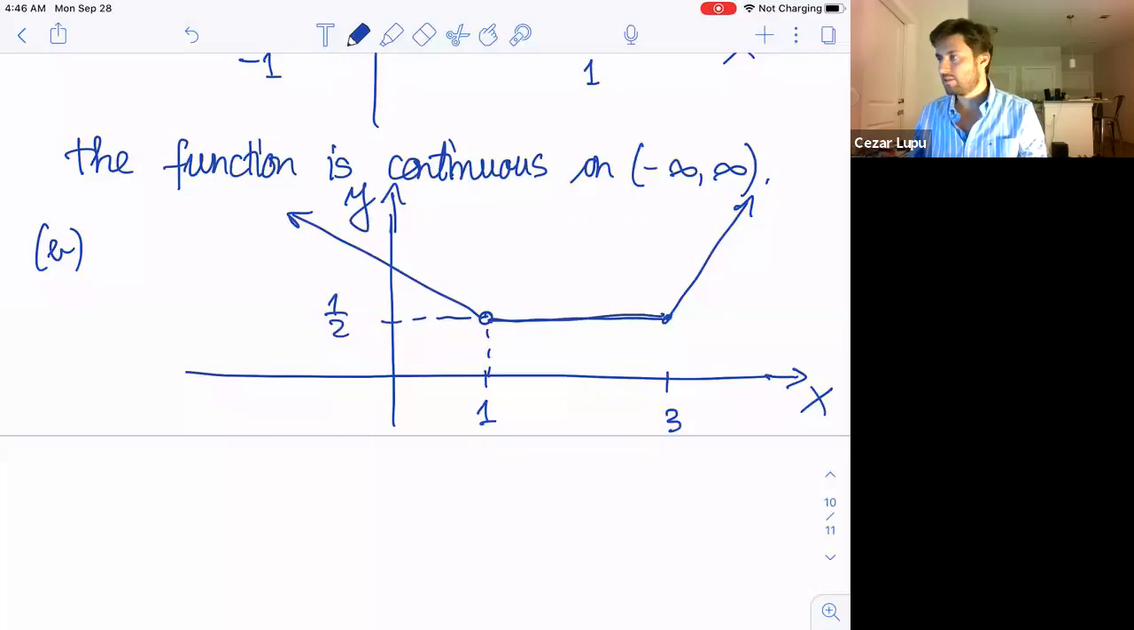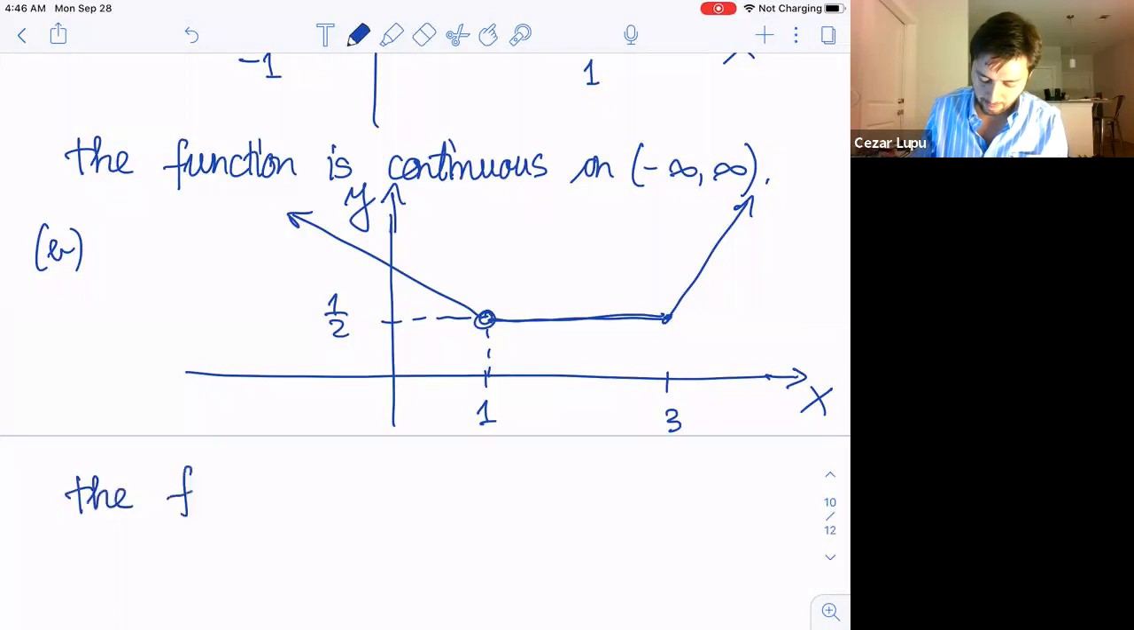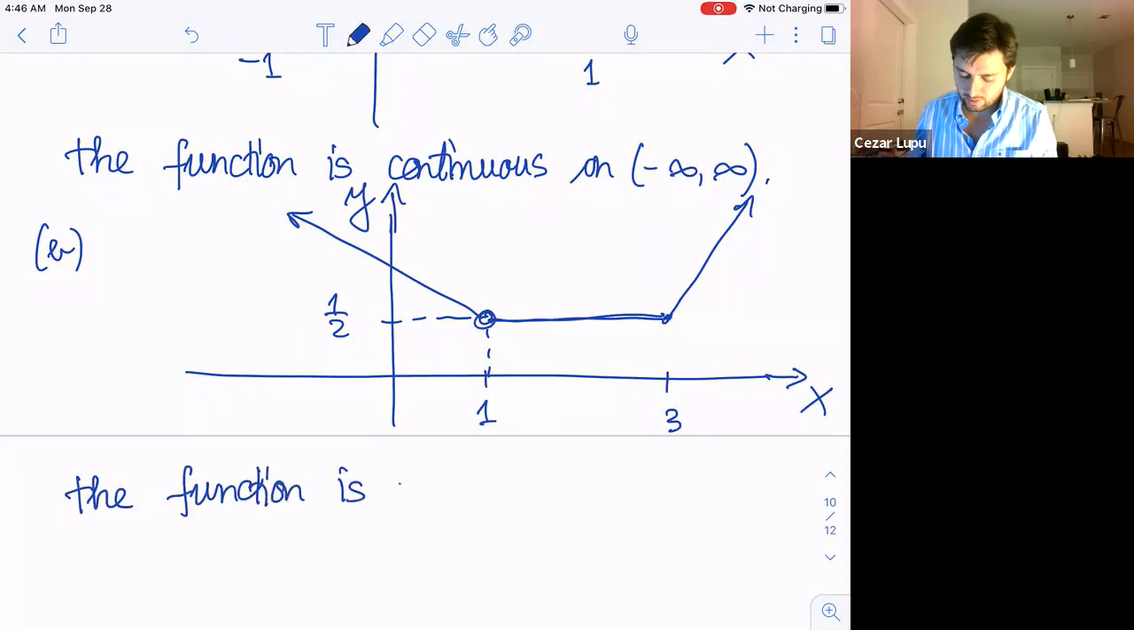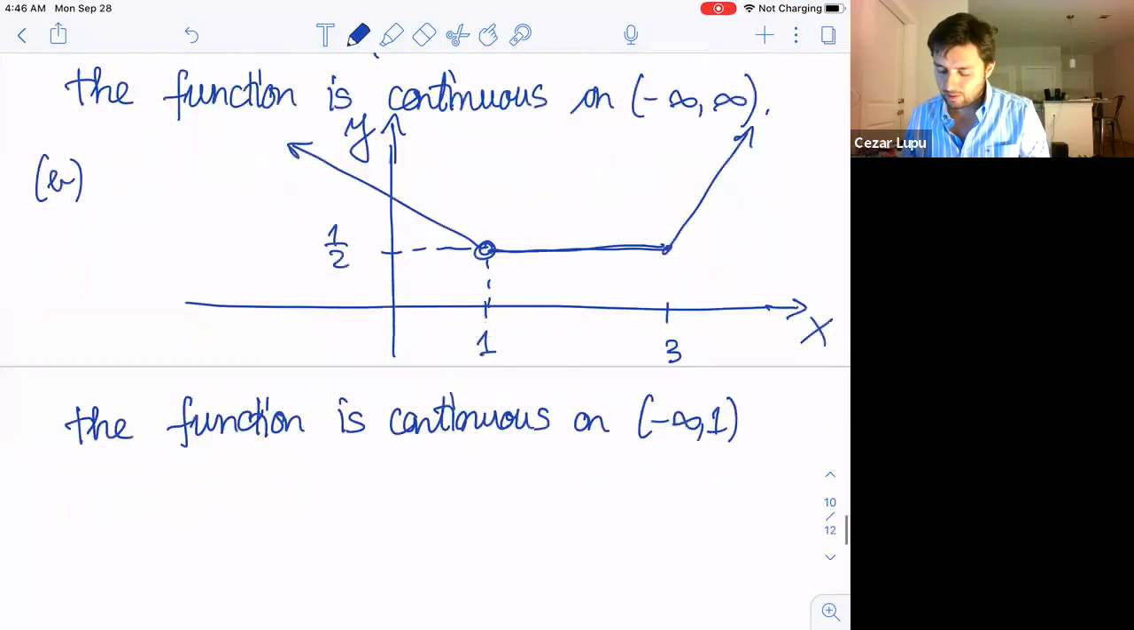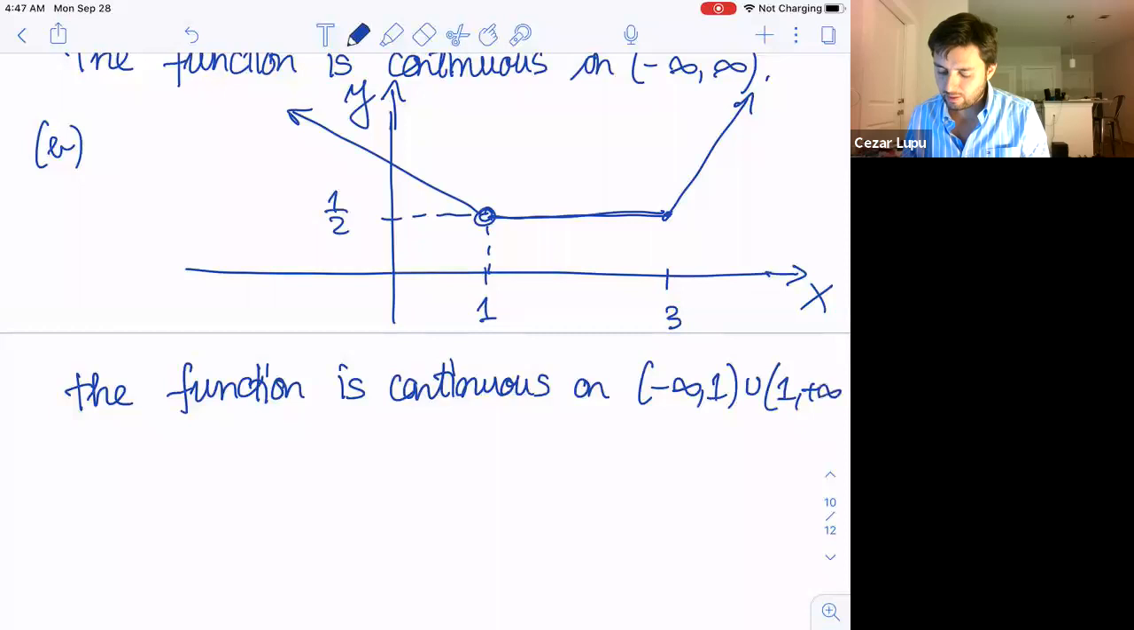So what do you think of this? When you look at this, you see we have a hole here. So we have problems at 1. In other words, the function will not be continuous at 1. So the function is continuous everywhere but 1. So it's continuous on -infinity to 1, open interval, united with 1 to positive infinity. So you see we're excluding 1 because we have a problem with 1.